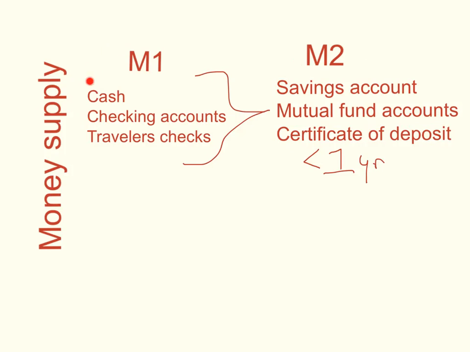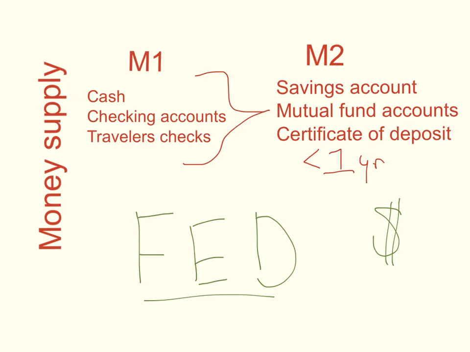So again, M1 consists of these three components here. M2 not only consists of these three components here, but also consists of everything else in M1. So M2 is not as liquid, but it is more inclusive. And remember, with everything here, the Fed can measure and determine how much money is in our economy and then adjust the money supply accordingly.